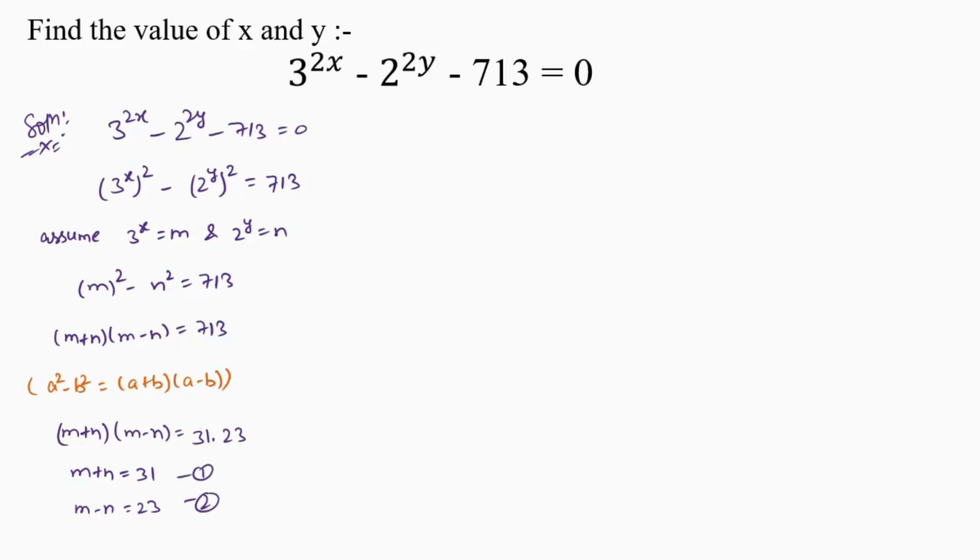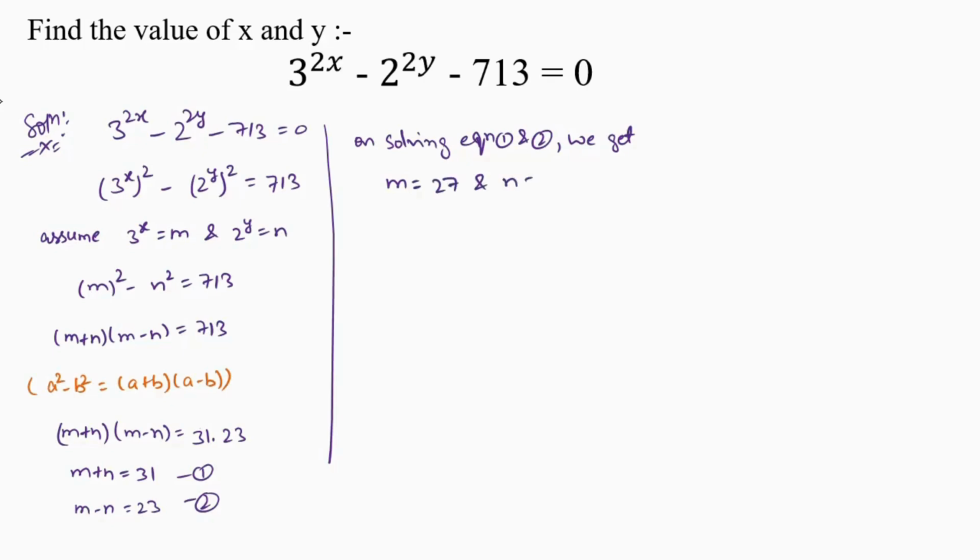Now name these equations 1 and 2, and on solving equations 1 and 2, we get m equals 27 and n equals 4. Also, m is 3 raised to power x equals 27 and n equals 2 raised to power y equals 4.